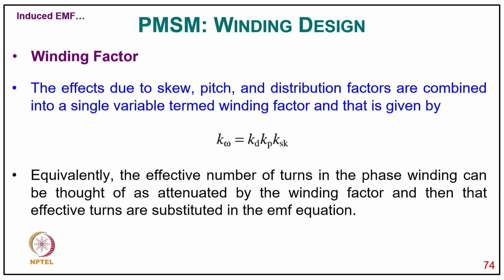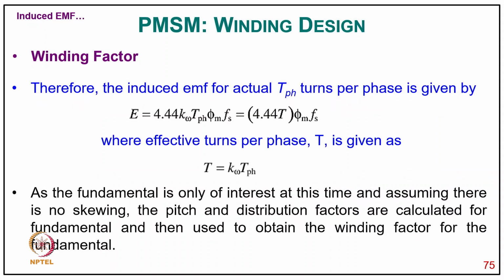So the effects due to skewing, pitch and distribution factors are combined into a single term called the winding factor, given here as Kw = Kd Kp Ksk. Equivalently, the effective number of turns in the phase winding can be thought of as attenuated by the winding factor, and these effective turns are then substituted in the EMF equation.